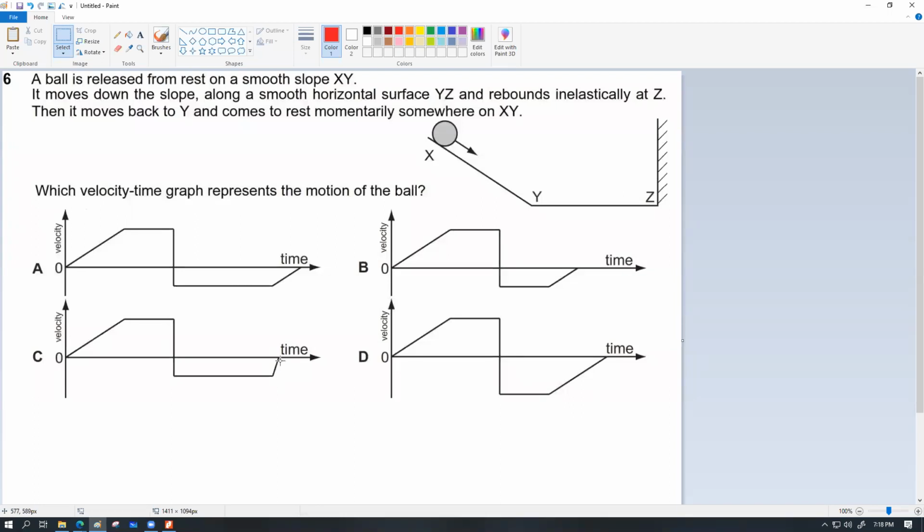A much stronger deceleration. Yes, in this the gradients were the same, but in C the gradient is not the same; here the gradient is very steep. That means as the ball is going to start going along YX, it should experience a much stronger deceleration.